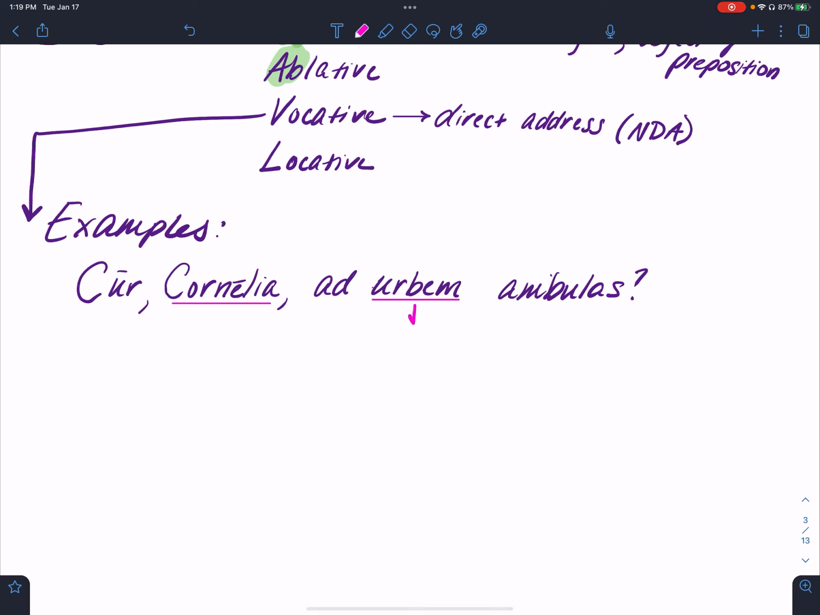All right, what case is urbem? What does it look like? What does it look like, Maximus? Yeah, okay, so this is accusative. And it's accusative because of the preposition ad. Now this word here is technically the vocative case. Cornelia is being directly addressed here, directly asked a question.